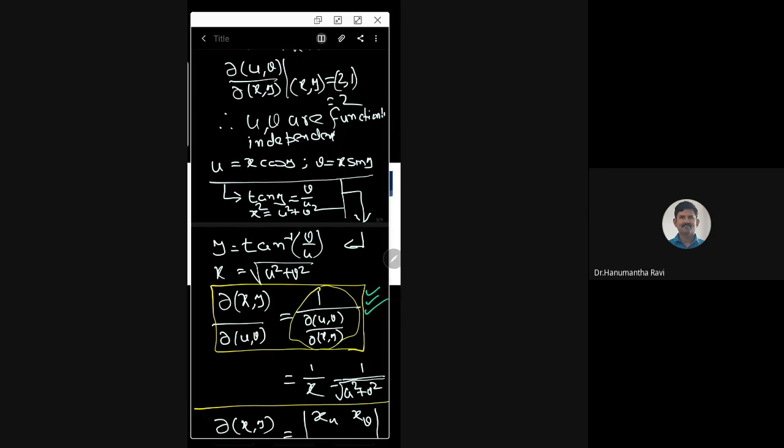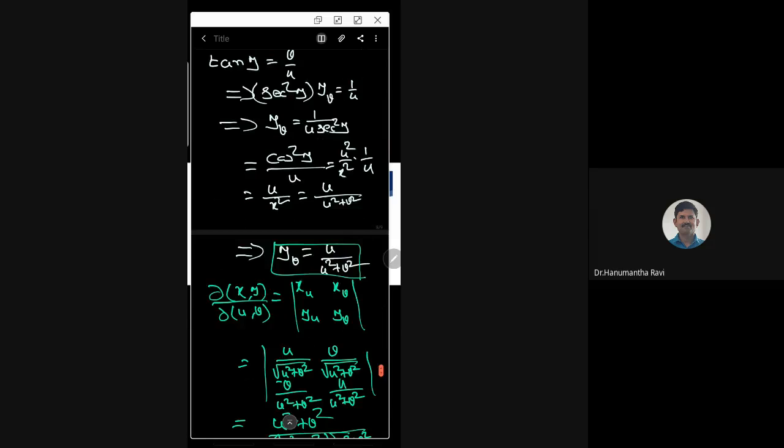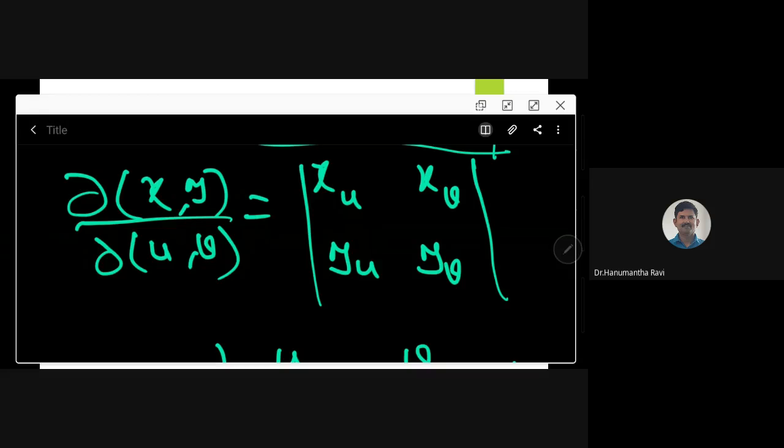And one more thing is that we can talk about dou uv by dou xy in a similar way. If they are functionally independent, then you can express x and y in terms of u and v, and you can talk about the Jacobian of x and y with respect to uv, and that is equal to the reciprocal of the Jacobian of uv with respect to xy. That is what we have demonstrated here. So these are the important properties involving the concept of Jacobian. Now we will go to the problem solving session on Jacobians.